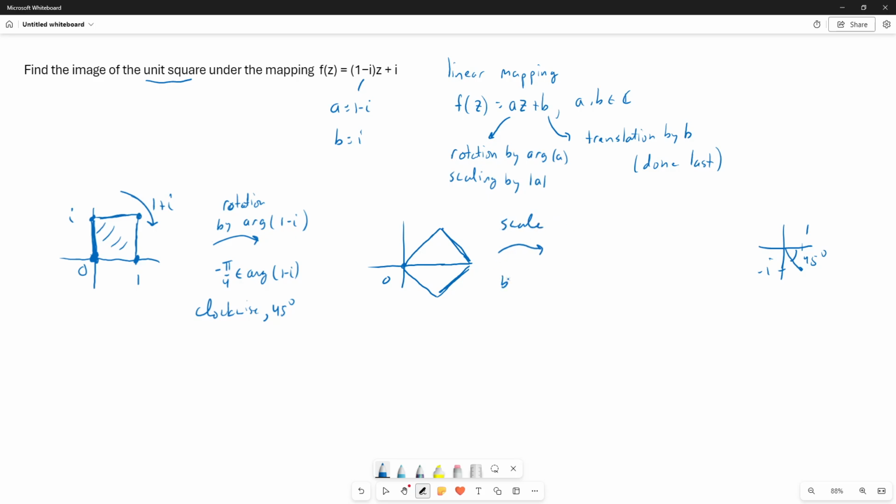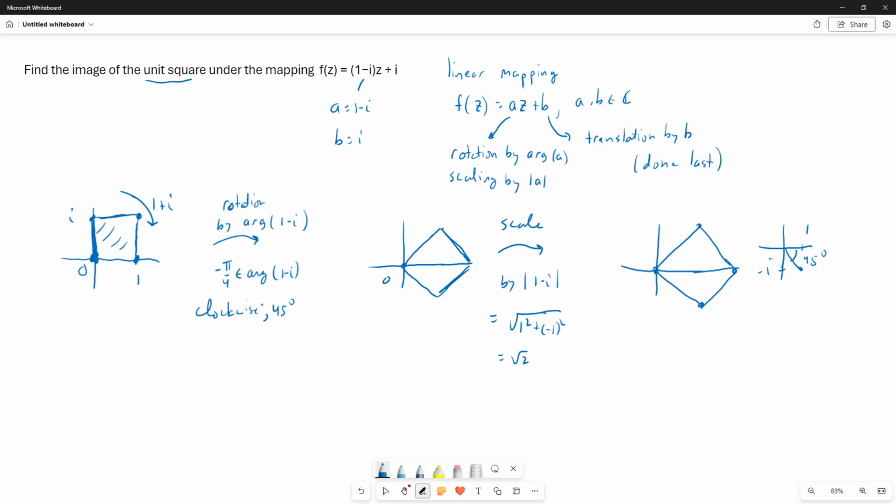And now we would like to do a scaling. We're going to scale by the modulus of 1 minus i, which is the square root of 1 squared plus negative 1 squared, which is the square root of 2. Since this number is bigger than 1, that'll make our square larger. If this number was less than 1, it would make the square smaller. So the scaling could go up or down. So let's pretend that's a square. We've done the scaling.